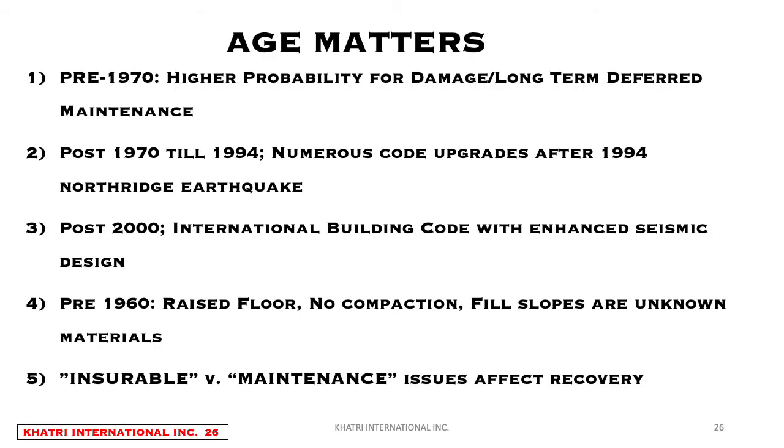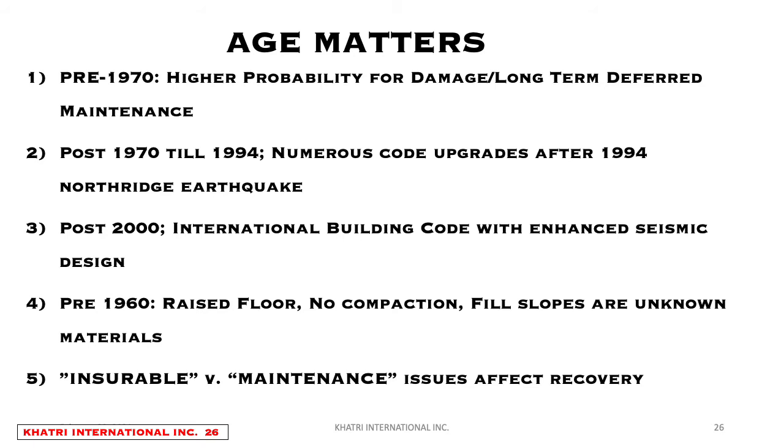Age matters for sure. Buildings that were built before 1970 have obviously higher probability for damage, long-term deferred maintenance. The codes made significant changes after 1970, and that may affect your building. So anything after 1970 until 1994, there were numerous code upgrades. And also after 1994, from the Northridge earthquake, there were lots of code upgrades.